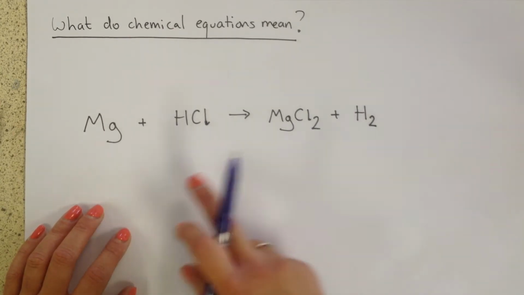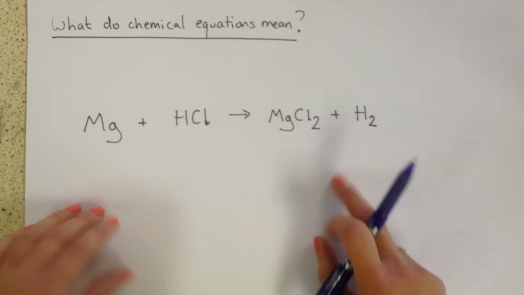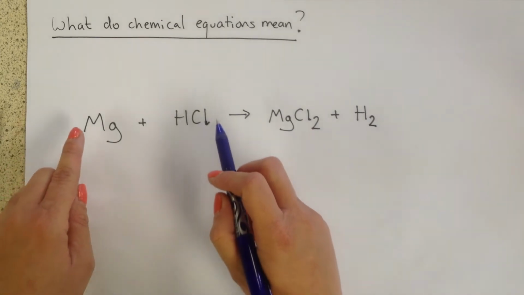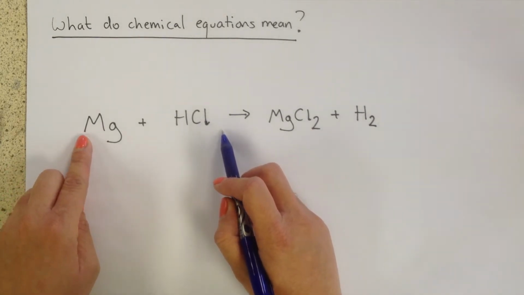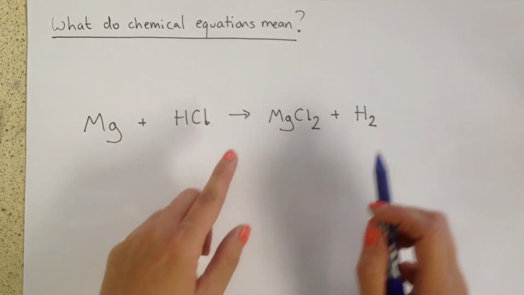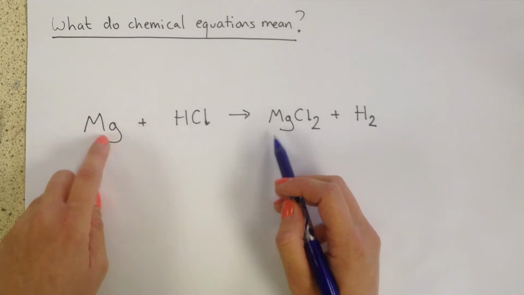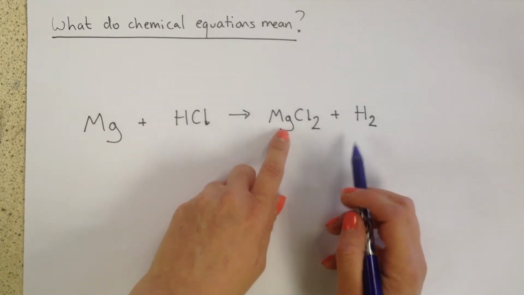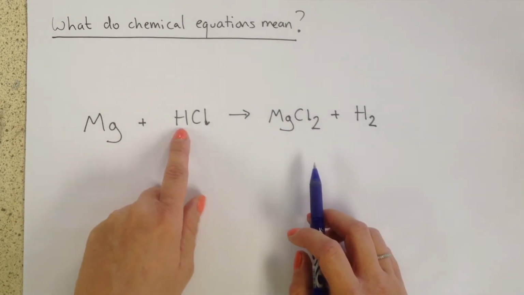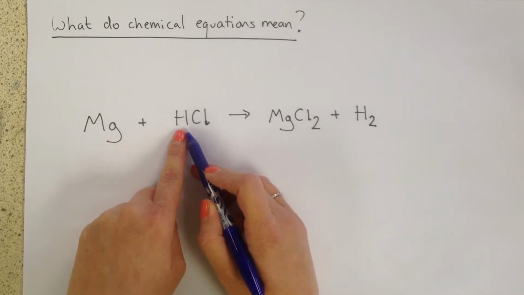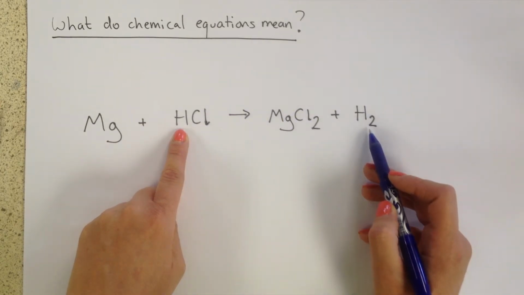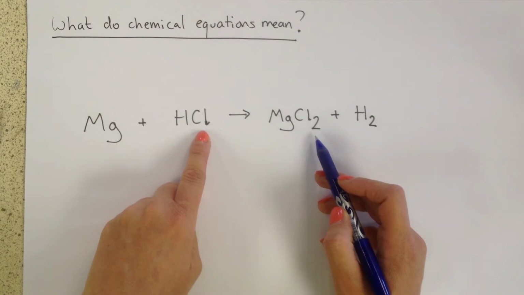This one doesn't, it's not balanced. So balanced means that the exact number of atoms that appear on the left rearrange in some way and also appear on the right. Now you can see for the magnesium it works. I have one magnesium on the left, one magnesium on the right. With the hydrogen though, there's one hydrogen atom on the left and only two hydrogen atoms on the right. The same with the chlorine.